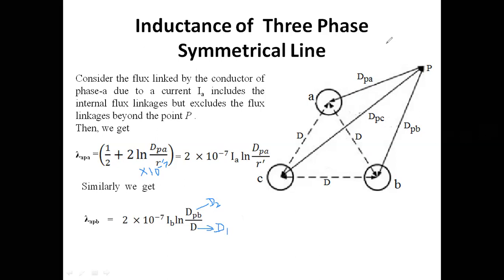Similarly, lambda APC is equal to 2 into 10 to the minus 7 IC ln DPC divided by D. Same expression and same procedure. So these are the three flux linkages due to three currents, taken between point A and point P.